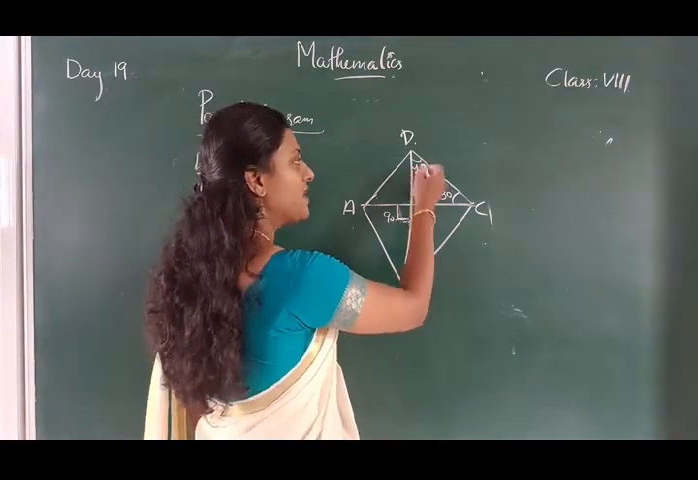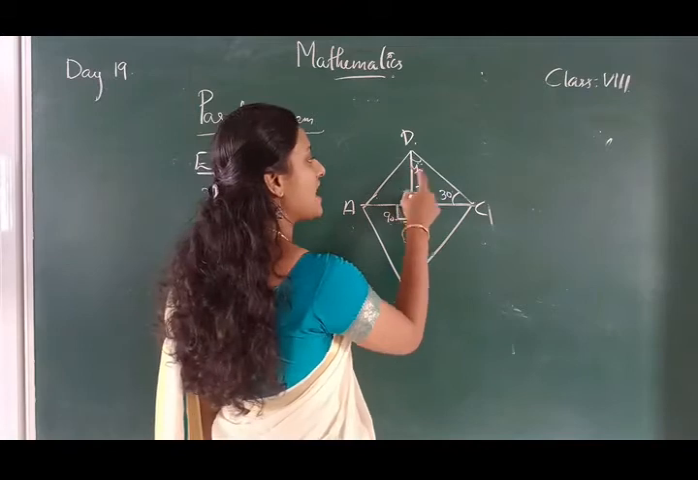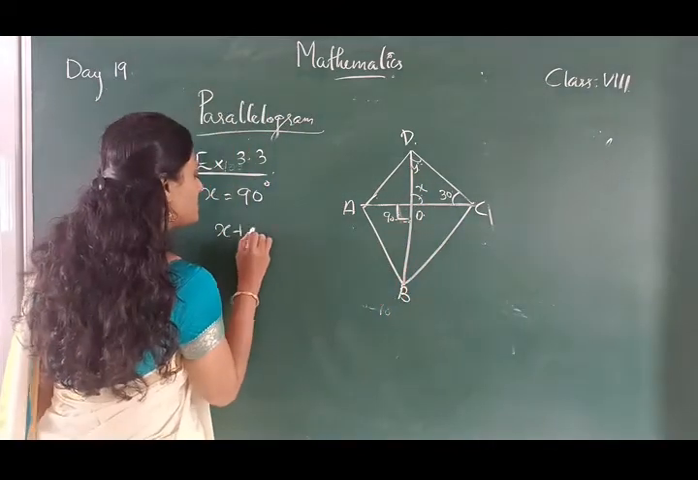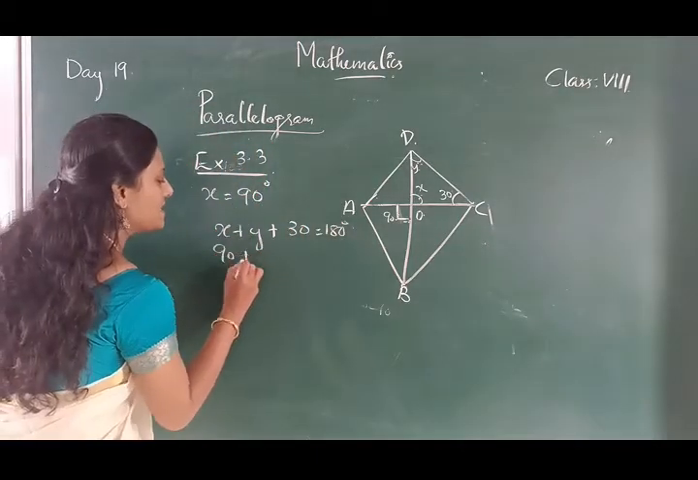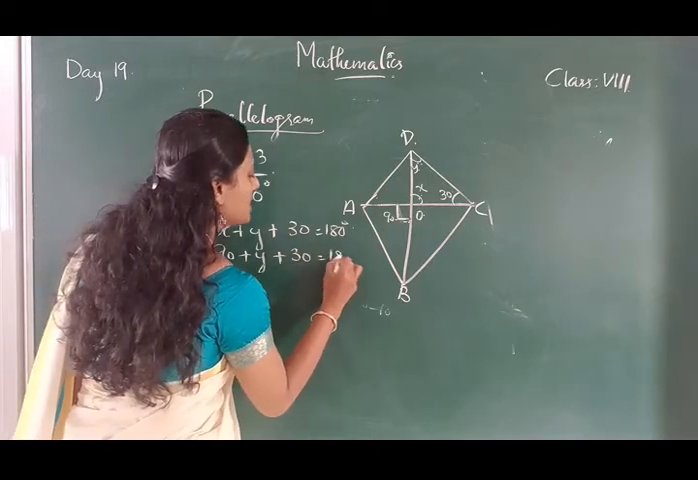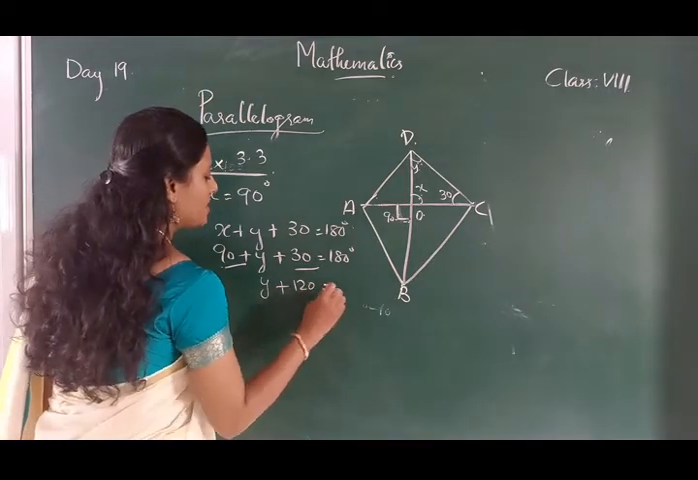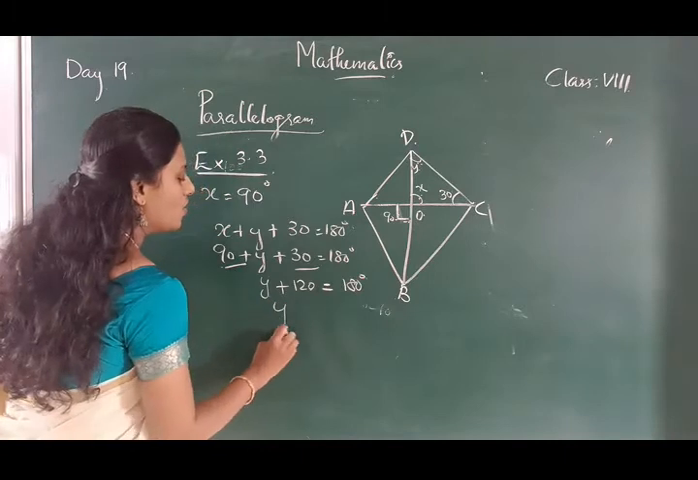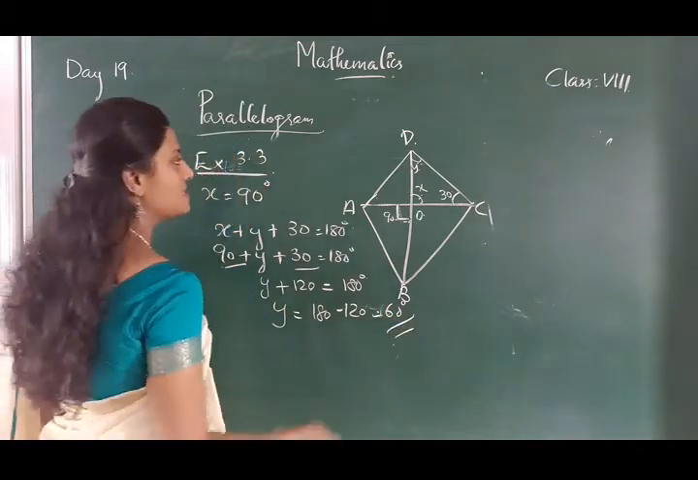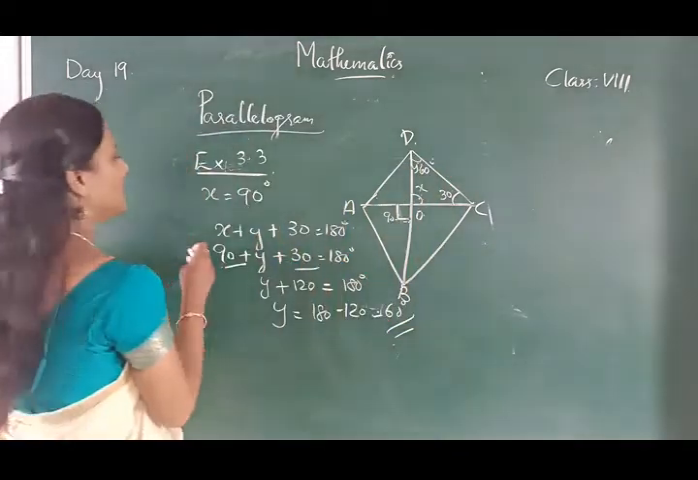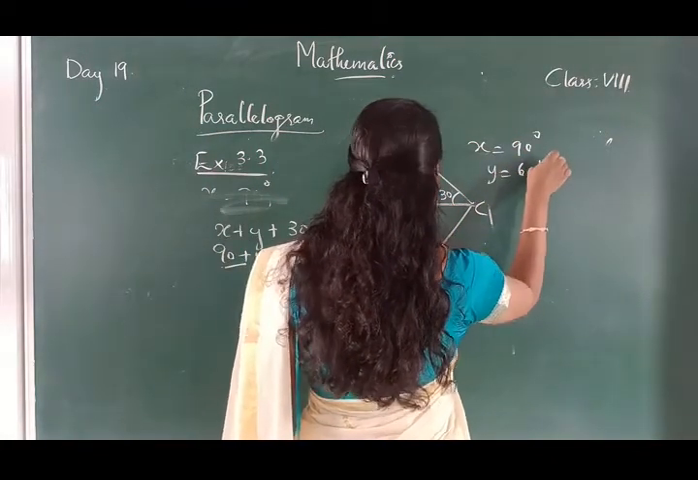Next you have to find Y. This X, Y and 30 are the angles of a triangle and the sum of these three angles is 180 degrees. That is X plus Y plus 30 is equal to 180 degrees. X is 90 degrees, plus Y, plus 30 is 180 degrees. 30 plus 90 is 120 degrees. So Y plus 120 is 180, or Y is equal to 180 minus 120. The answer is 60 degrees. So Y is 60 degrees. X is equal to 90 degrees. Y is equal to 60 degrees.